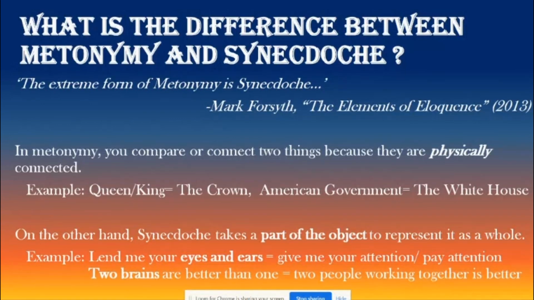On the other hand, synecdoche takes a part of the object to represent it as a whole. So when you say synecdoche, you're not just taking an object physically connected to it, you're taking a part of that object itself. Example, lend me your eyes and ears. It means give me your attention or pay attention, not to literally give them your eyes and ears. And two brains are better than one, meaning two people working together is better. Two brains represent that two people.